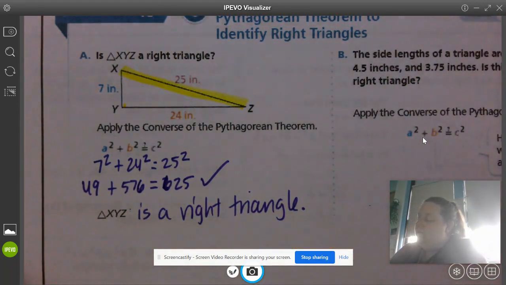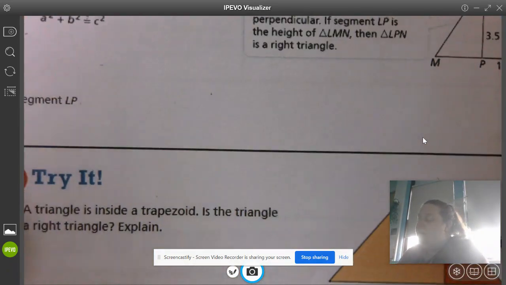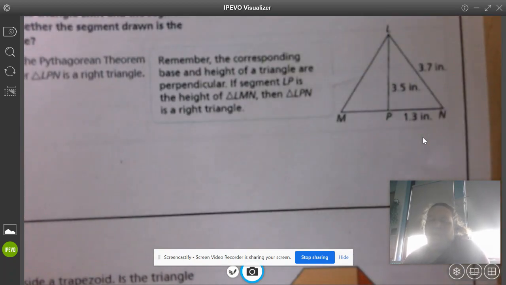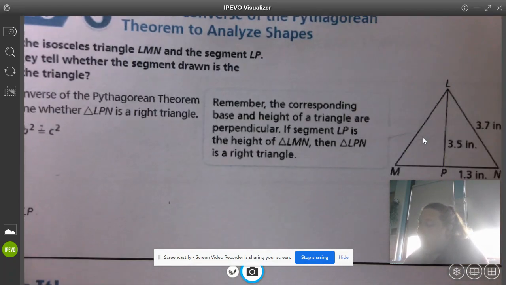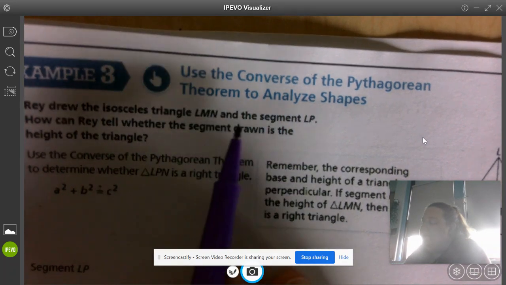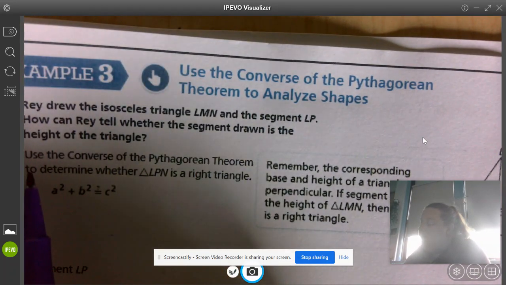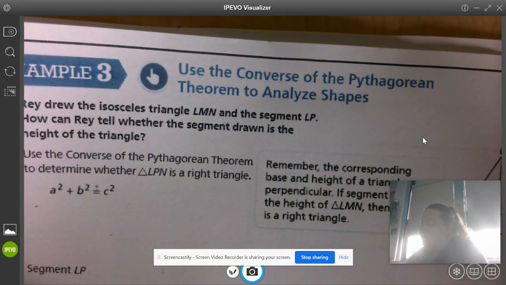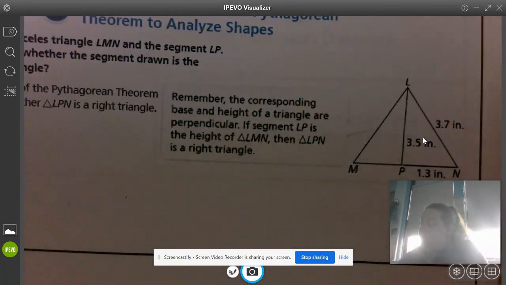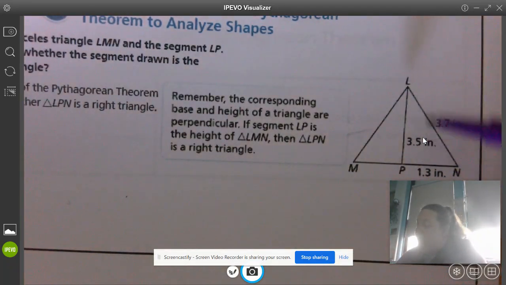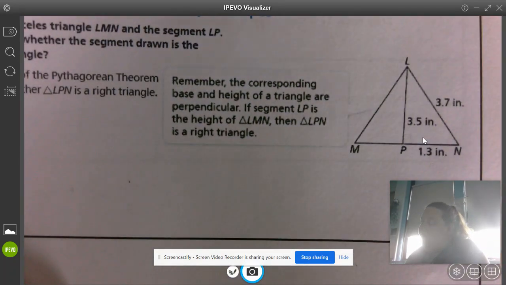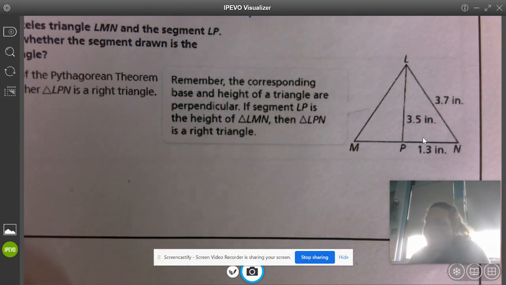This next one's very similar to the try it we did, so I'm going to go ahead and flip over. We can also use this for shapes that aren't exactly right triangles, but we can create right triangles from them. So it says Ray drew the isosceles triangle LMN and the segment LP. How can Ray tell whether the segment drawn is the height of the triangle? So basically he wants to know, is 3.5 the height of this triangle, given that we have 1.3 and 3.7 here? So we're going to use the converse to double check to see if these three lengths work together.